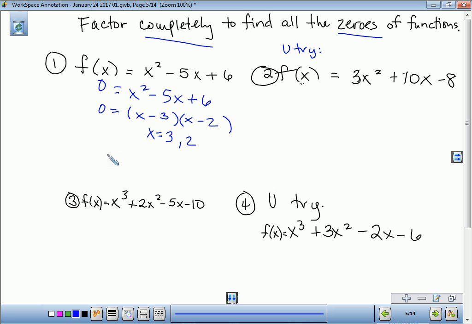Now, this is old news because you did this last year. This was one of the ways you graphed a quadratic function. You found its zeros, which are the same as its x-intercepts. And then you knew the vertex was halfway in between, so halfway in between 3 and 2 would be 2.5. So you know the vertex lived right here at x equals 2.5. And then you knew it would open up. Remember all that? That's a parabola.